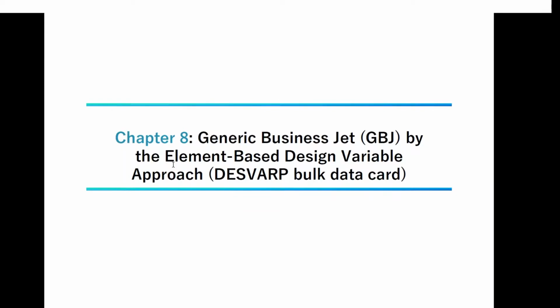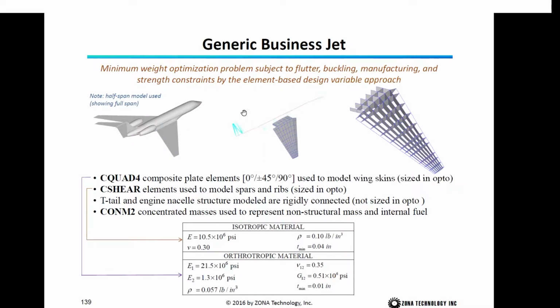Chapter 8: Generic Business Jet (GBJ) by the element-based design variable approach using the DESVARP card. We want to minimize the weight of the GBJ subject to flutter, buckling, manufacturing, and strength constraints by the element-based design variable approach. So this is the GBJ model, and this is the structure model.